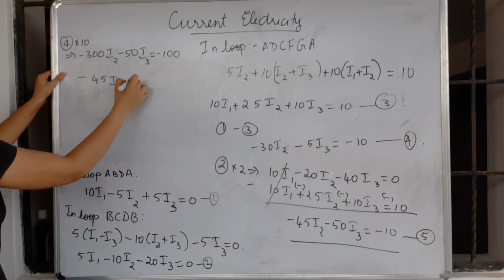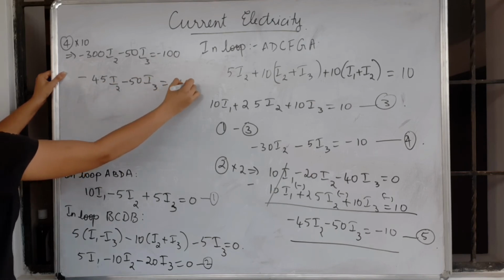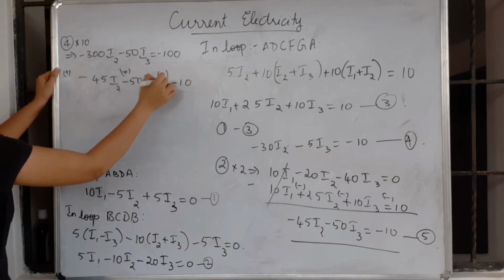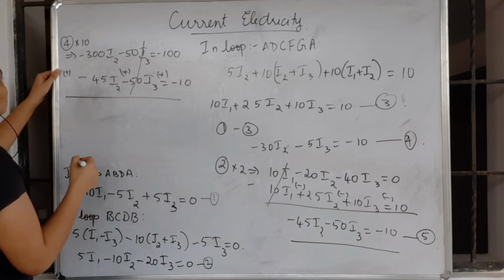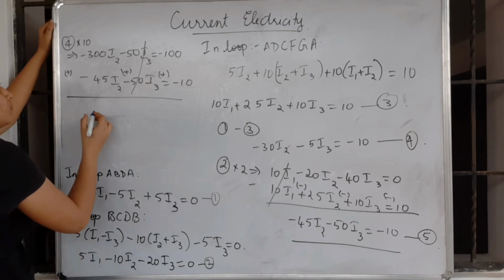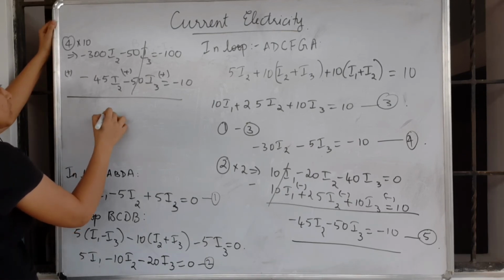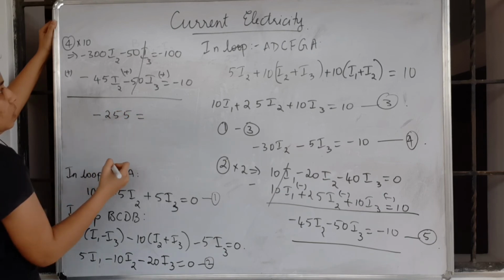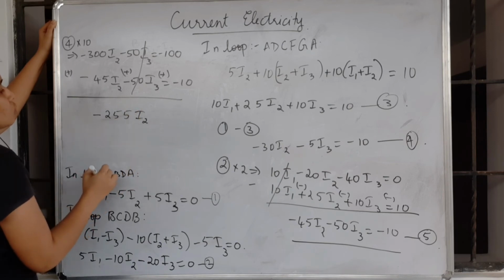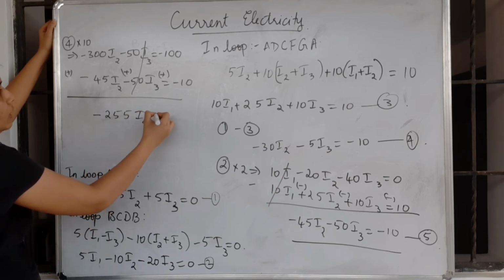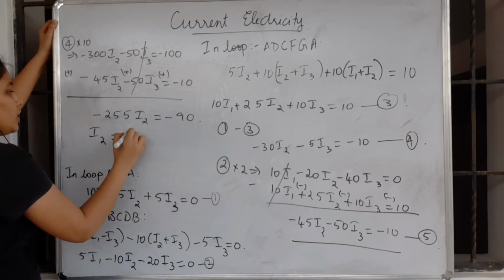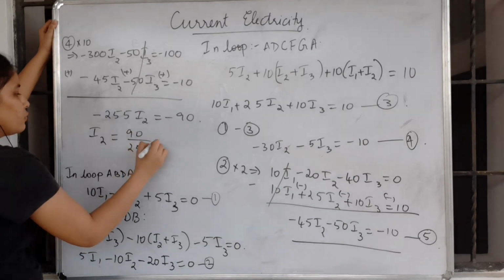Minus 45 I2 minus 50 I3 is equal to minus 10. So we have to subtract. So this will become plus, plus and plus. So this goes away. So you are getting minus 300 plus 45, which will be minus 255 I2 is equal to minus 100 plus 10, which is minus 90. So therefore I2 will be 90 by 255 ampere.